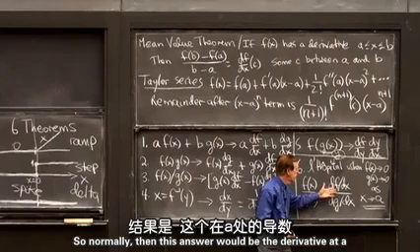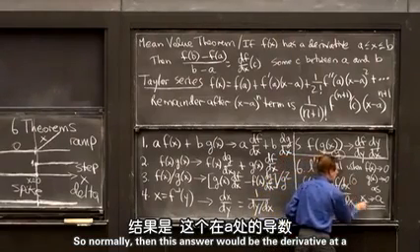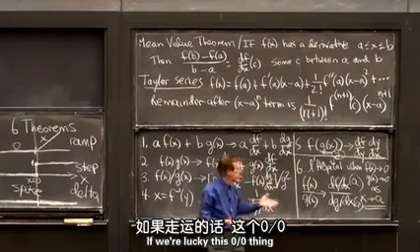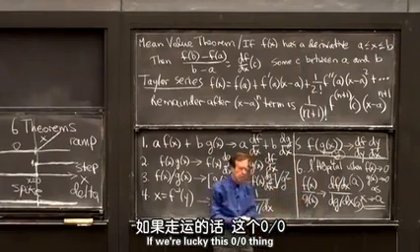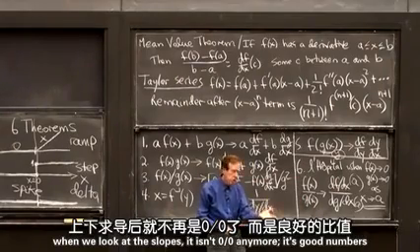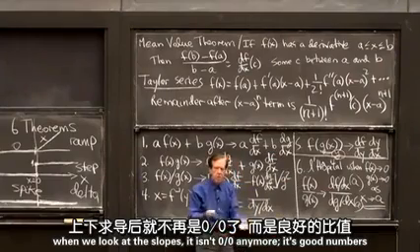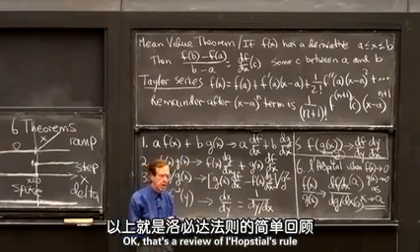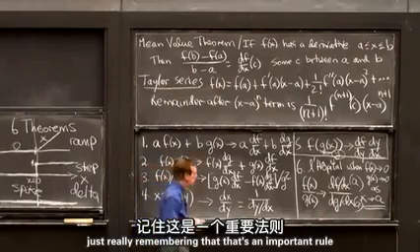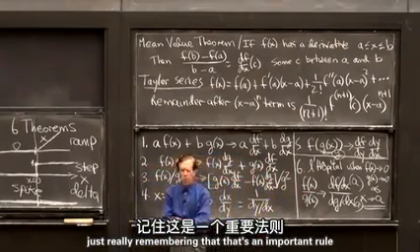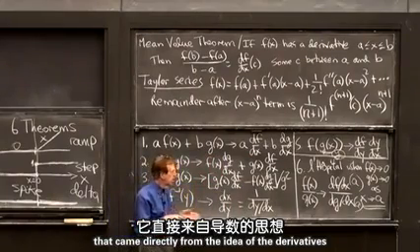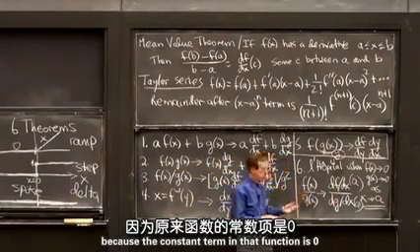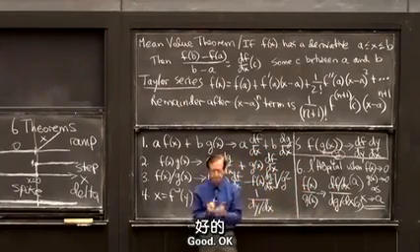So normally then this answer would be the derivative at a divided by the derivative at a. That's if we're lucky, this 0 over 0 thing, when we look at the slopes, isn't 0 over 0 anymore. It's good numbers, and L'Hopital gets the answer. Right. Okay, that's a review of L'Hopital's rule. Just really remembering that that's an important rule that came directly from the idea of the derivative. We're using the important part of the function because the constant term in that function is 0.